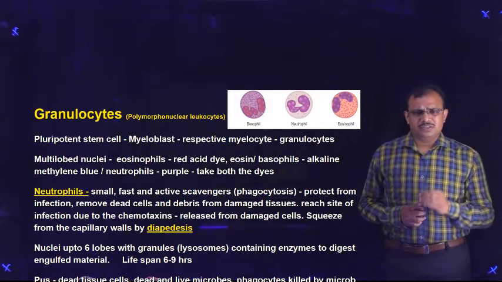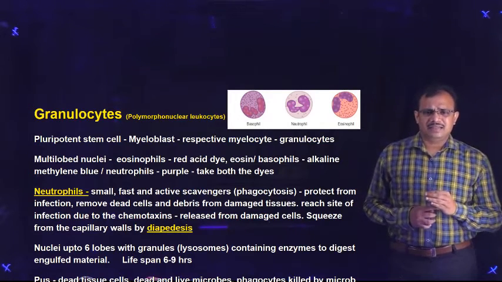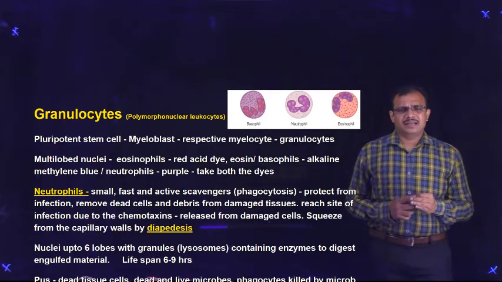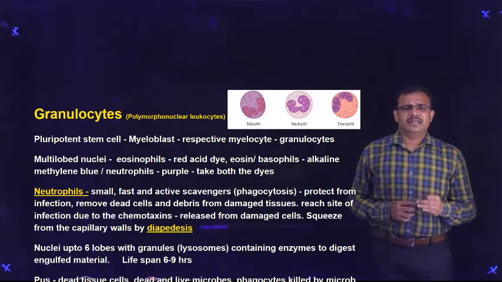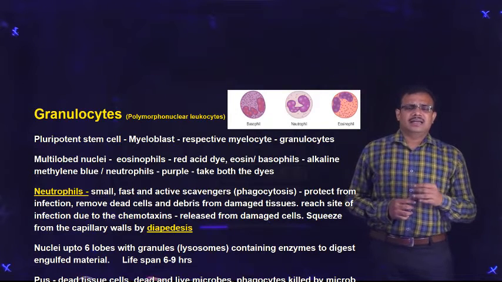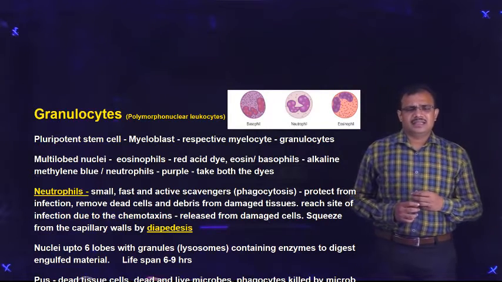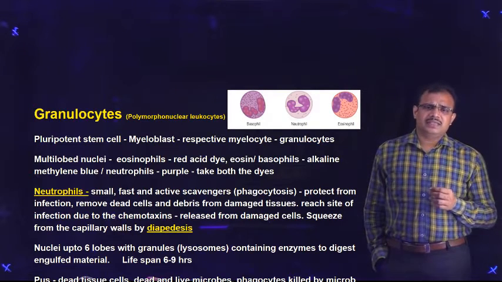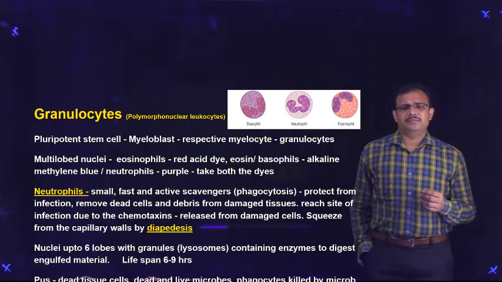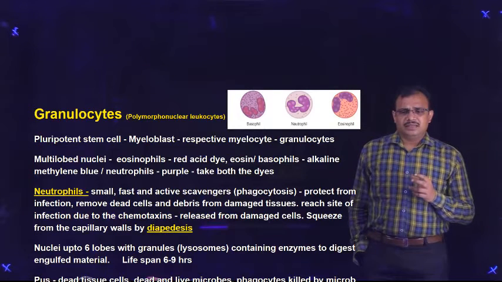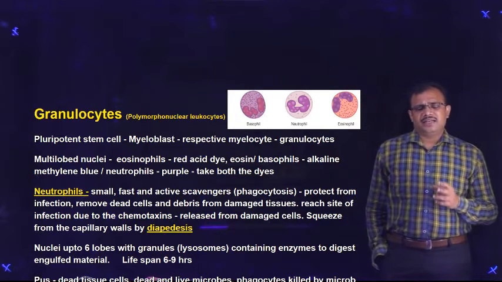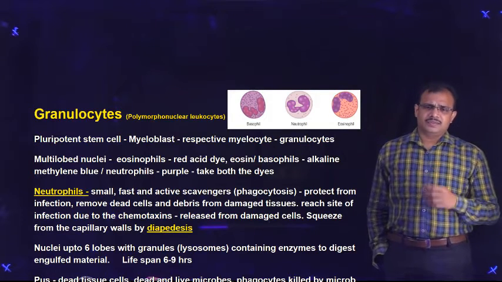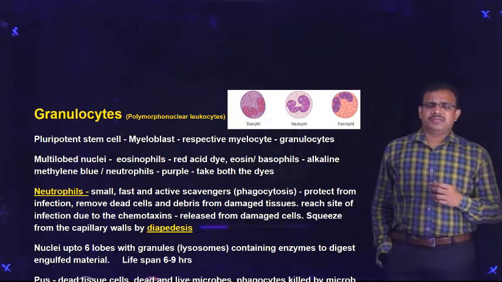Eosinophils take up eosin, the acid dye, which is red in color, whereas basophils take up the alkaline dye, which is methylene blue, and they appear blue in color. And the neutrophils take up both eosin and methylene blue, and they appear purple in color. That is the reason why they are named eosinophils, basophils, and neutrophils. Now let's see about them in detail.